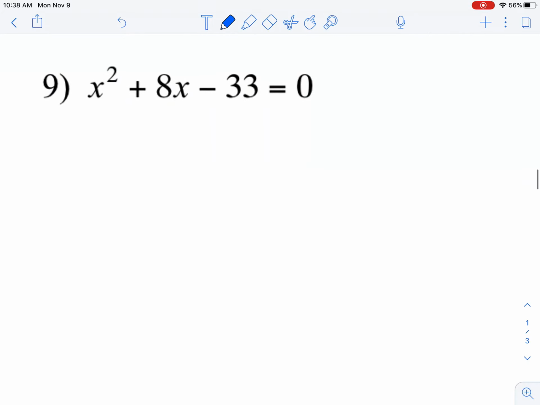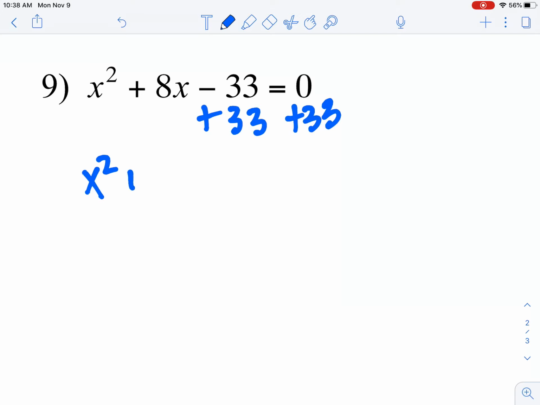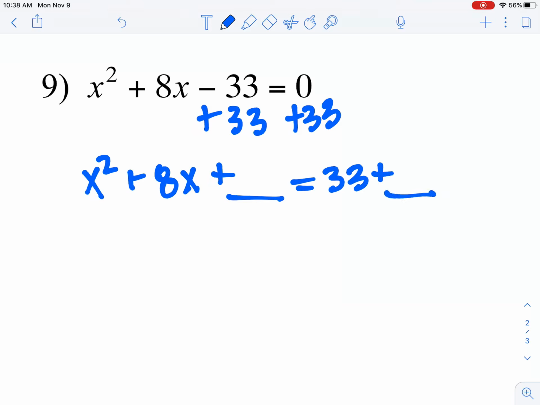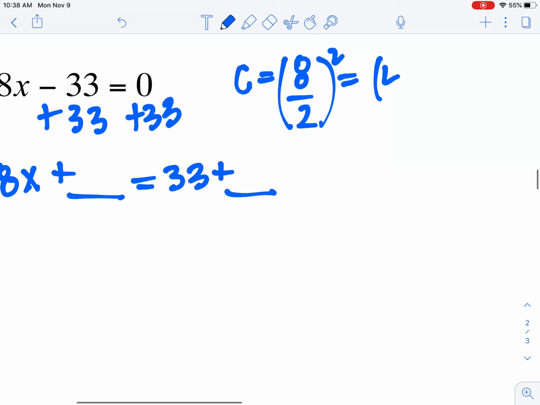Next, I'm going to solve by completing the square. And remember, your first step is to add that current c, or subtract it, to make space for a new c value. Okay, to find that new c, we're going to do b, so 8 over 2 squared, which will be 4 squared, or 16.